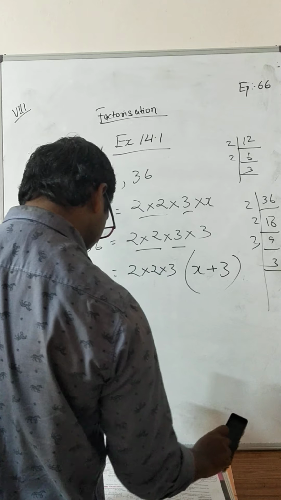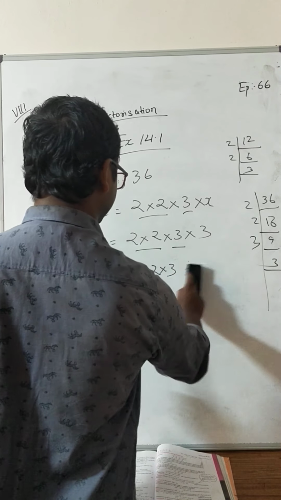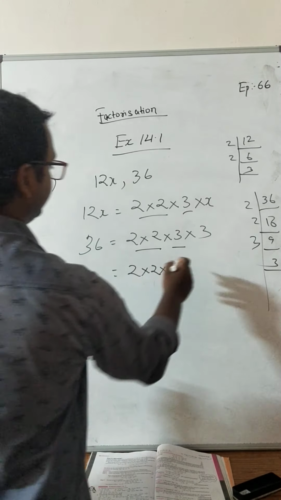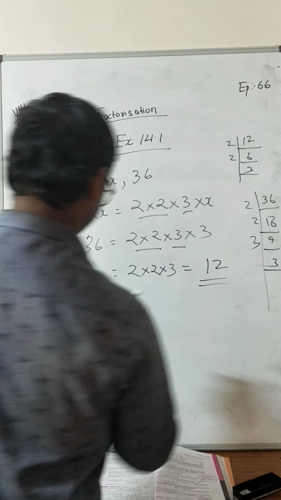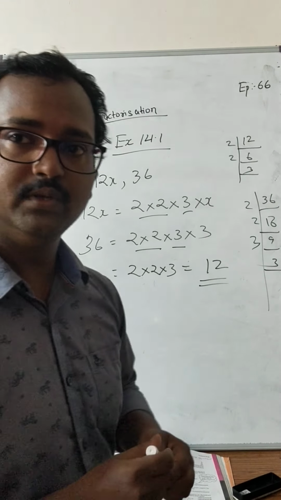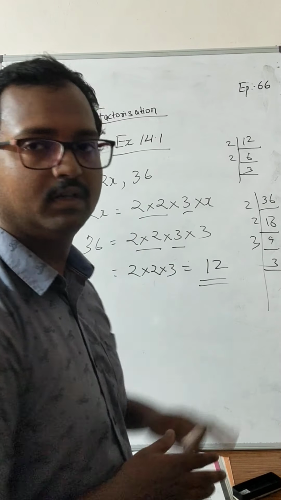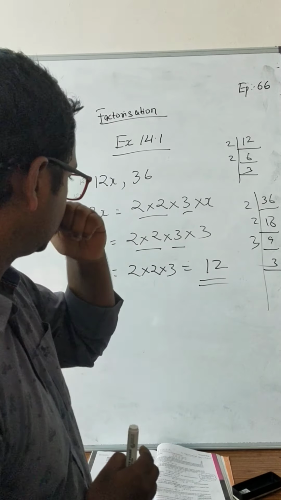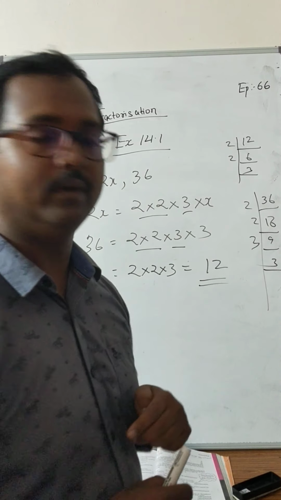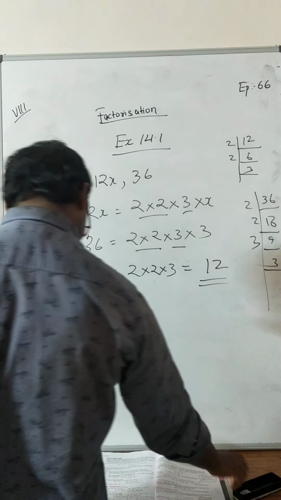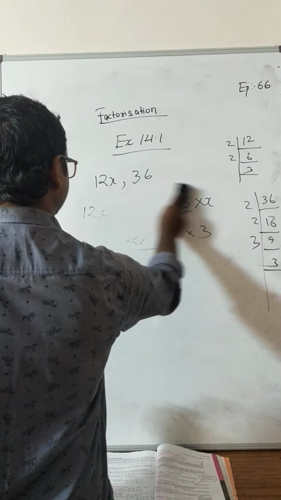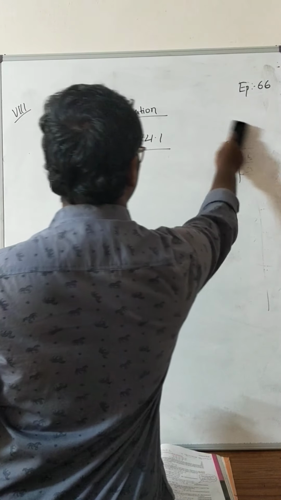Oh, we have to find only the common factor. So the common factor is 2 into 2 into 3, which is 12. See, 2, 2, 2, 2, 3, 3. Nothing else is common. Okay, so 2 into 2 is 4, 4 into 3 is 12. So the common factor is 12.